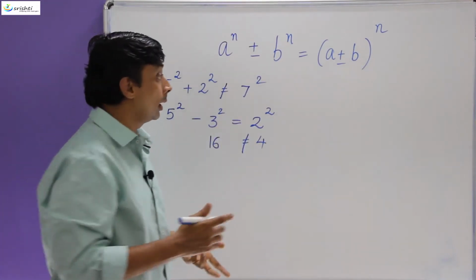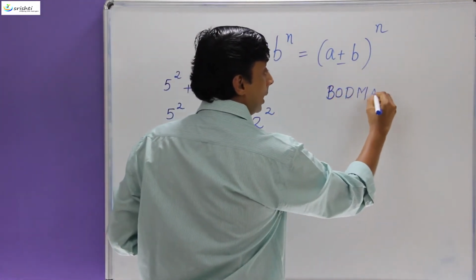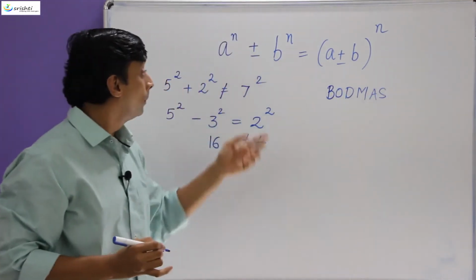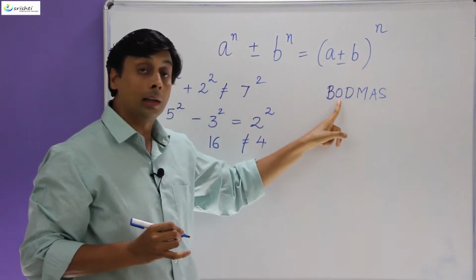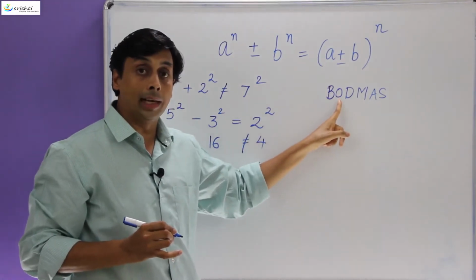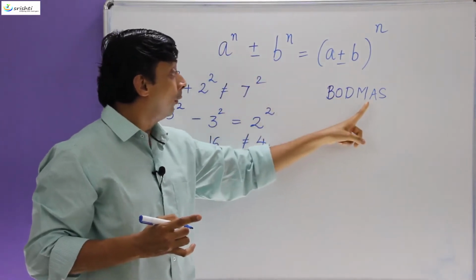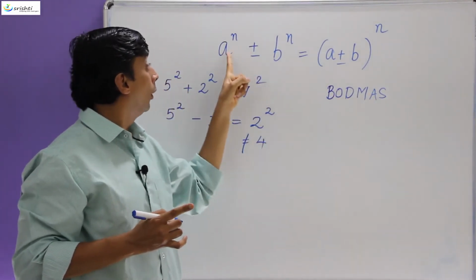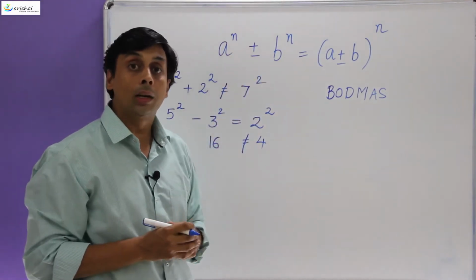In other words, if you have heard of this term BODMAS, or in some cases they also name it as PEDMAS, here you are finding the power of a, so that comes under the O category, right? You are finding the power of. That's why before you add or subtract, you should first be finding the power of the number and then you should be adding or subtracting.